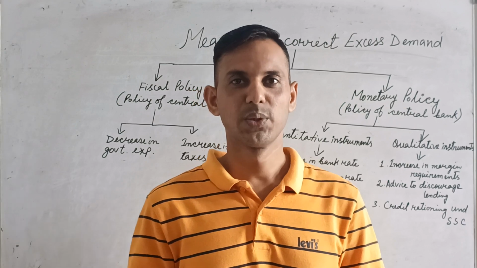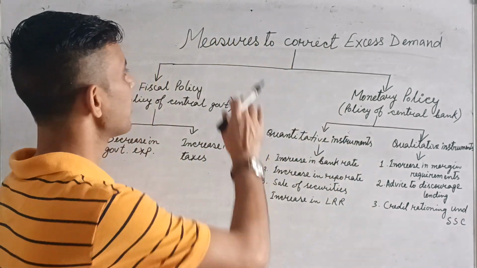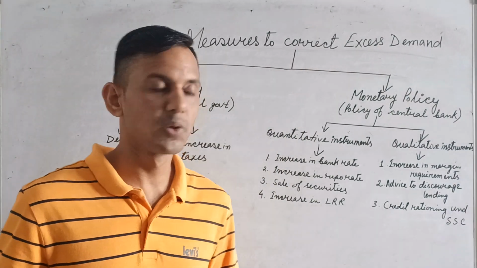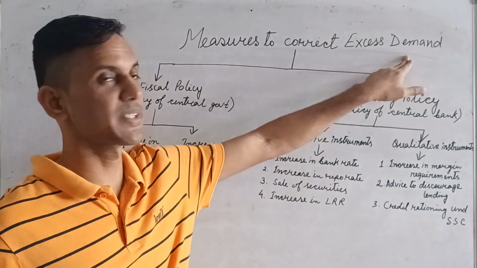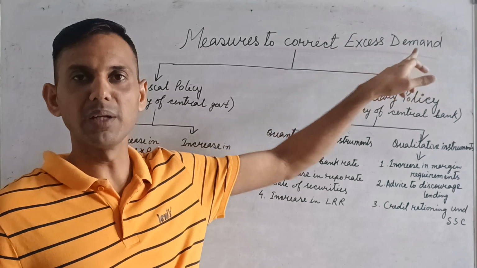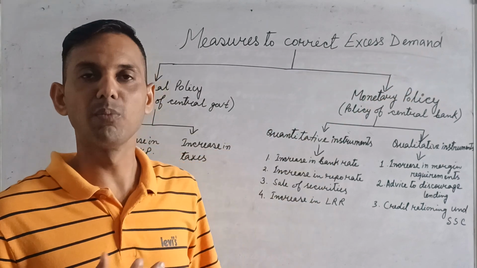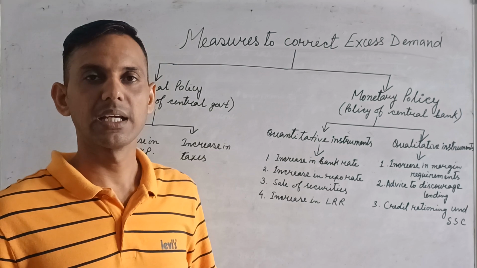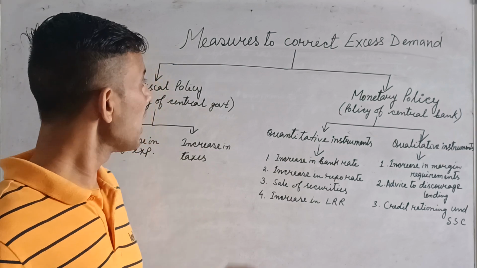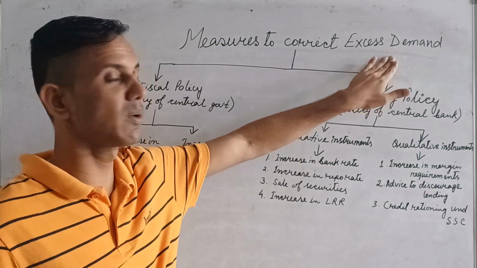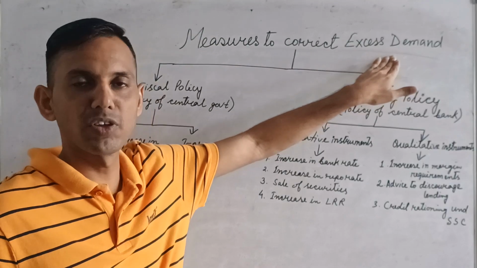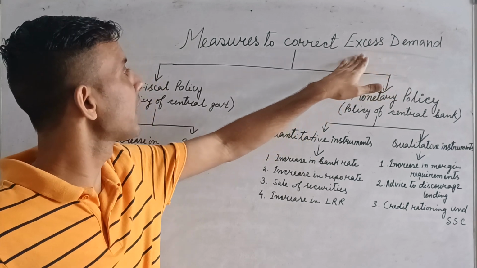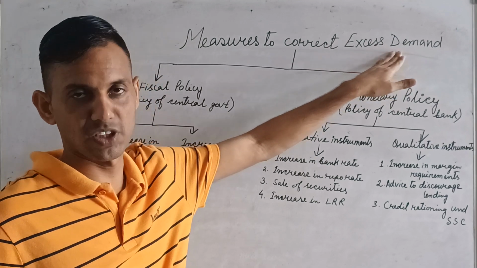Hello students, today we are going to discuss the measures to correct excess demand. In our previous video we already discussed excess demand. What is excess demand? It means when aggregate demand is more than aggregate supply, AD greater than AS. If there is excess demand, then we came to know that this is the inflationary gap. And how can you correct this situation?